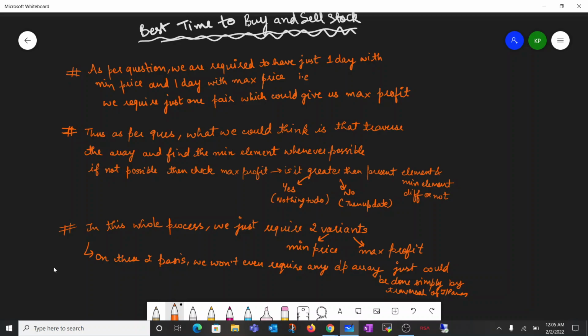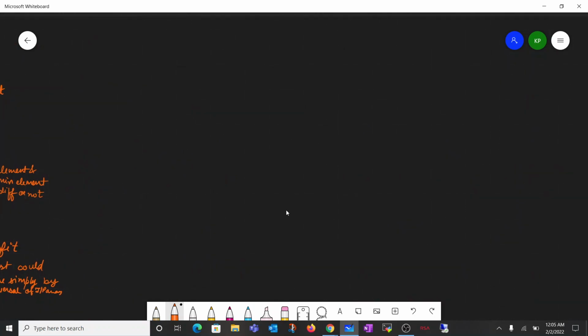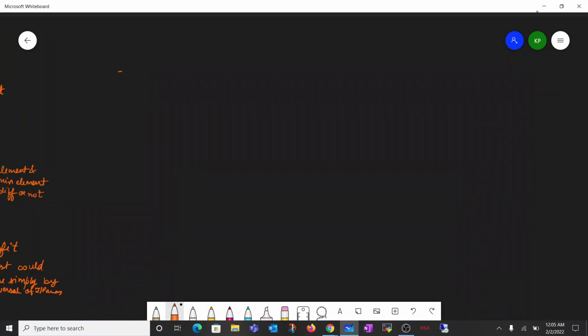So let me explain this algorithm. Basically I haven't written the algorithm, but the main intuition behind this question. Let me take one example and explain it. Okay, so let me take this first example only: 7, 1, 5, 3, 4, right? So now we have two variables only. One is minimum price and another one is maximum profit.